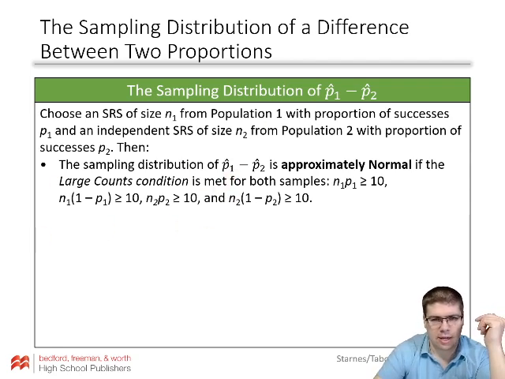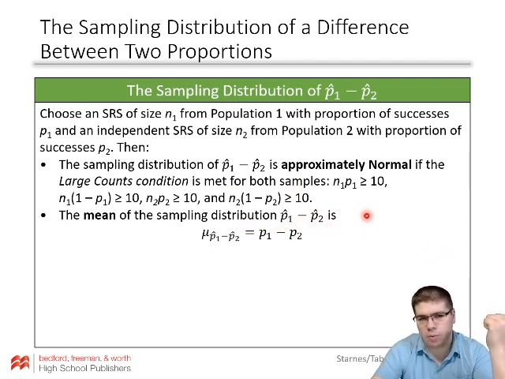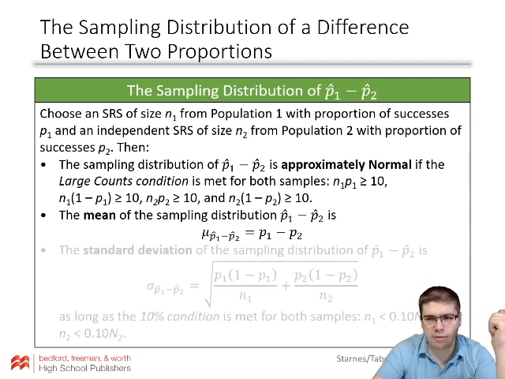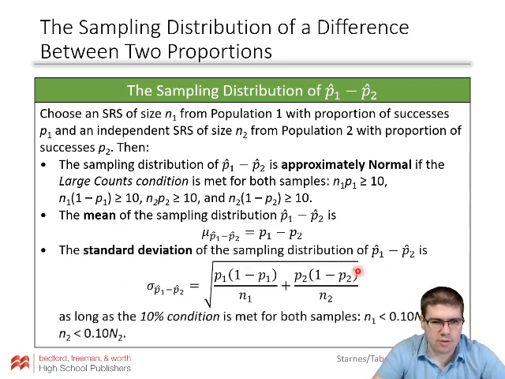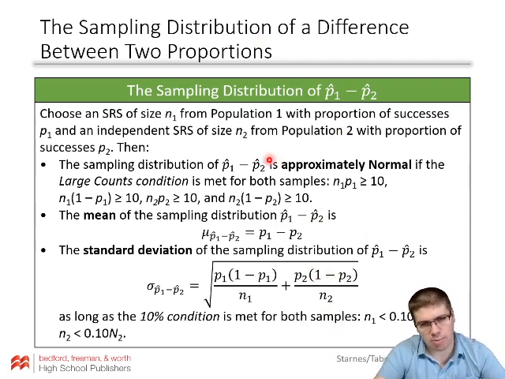And then the mean of p-hat 1 minus p-hat 2 is going to be p1 minus p2. They don't specify the condition, but as long as both are unbiased random samples. And then the standard deviation, we can use that standard deviation formula as long as the 10% condition is met for both samples. So the conditions are kind of the same, you just have to check them twice, once for each sample. That's the good news about this chapter. Conditions are basically the same.